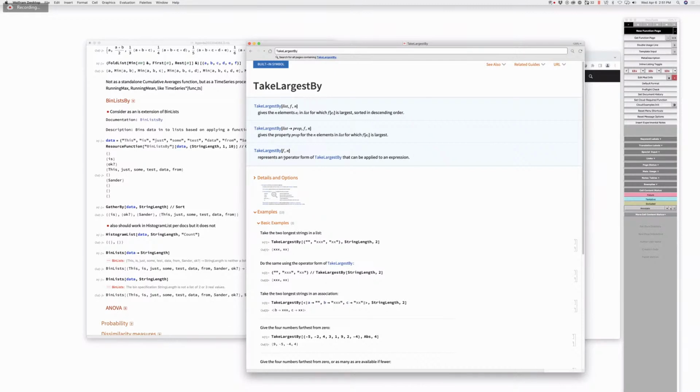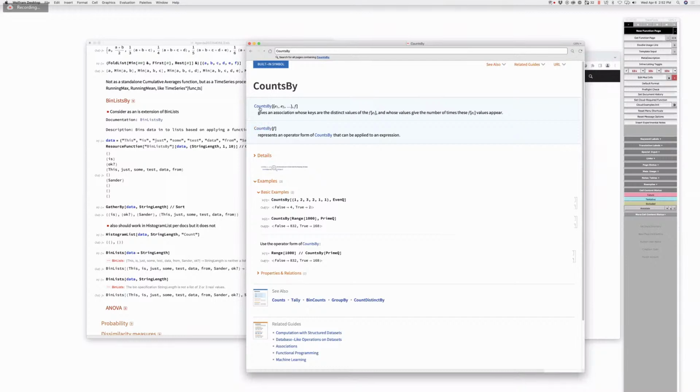Is there a 2-argument version of bin lists by? Is that a meaningful thing? Okay, hold on. Is there a counts by? Are we looking at a 2-argument form? This would be more like group by, wouldn't it?